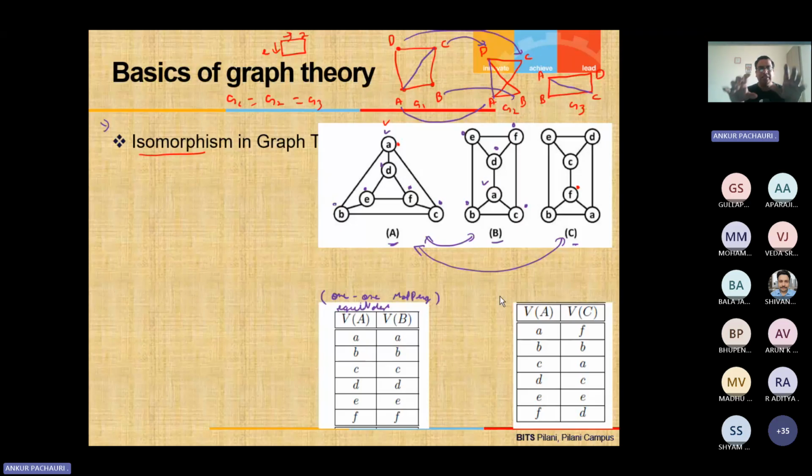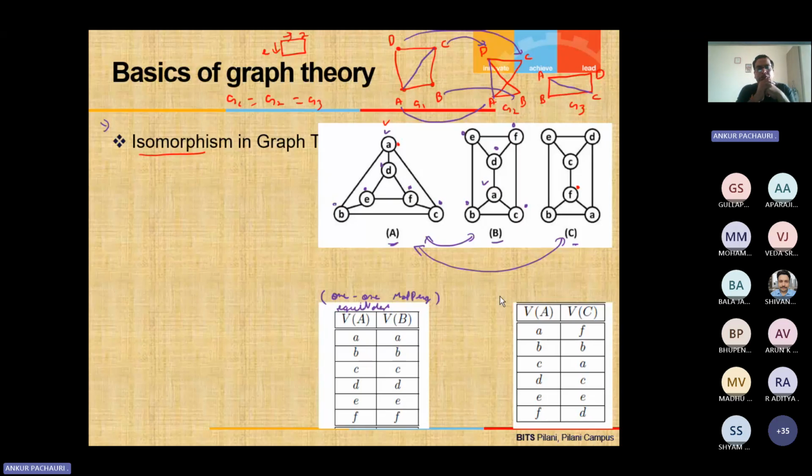Now, what are the steps to check isomorphism? First of all, we'll check the number of nodes in a graph. The number of nodes should be the same in both graphs. At a time it is a pairwise comparison, so we'll be doing two at a time. If we have to compare three graphs, then we cannot do all three at once. We'll have to do it pairwise. So this is a pairwise activity.